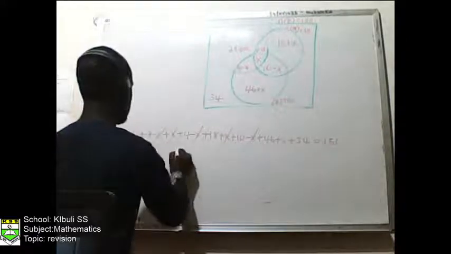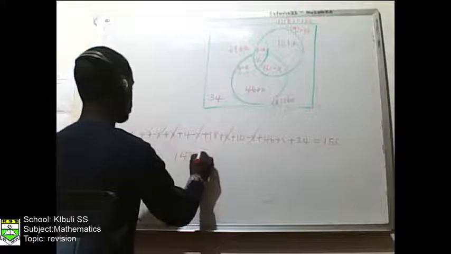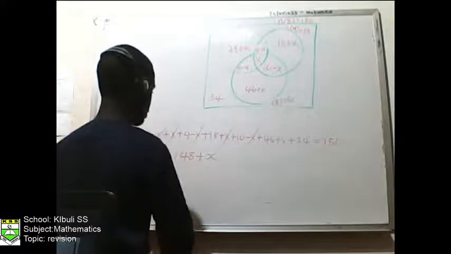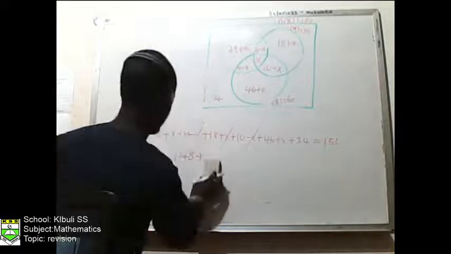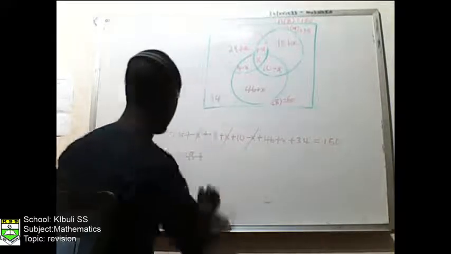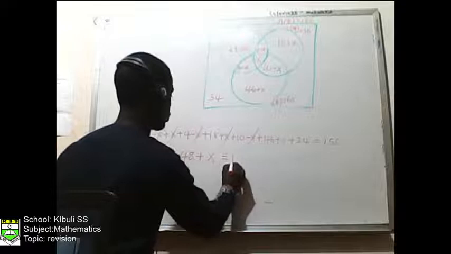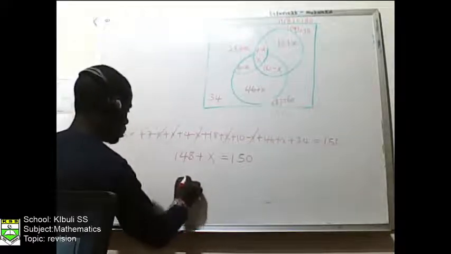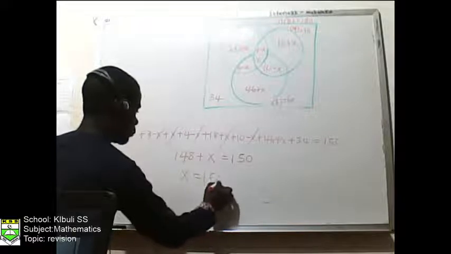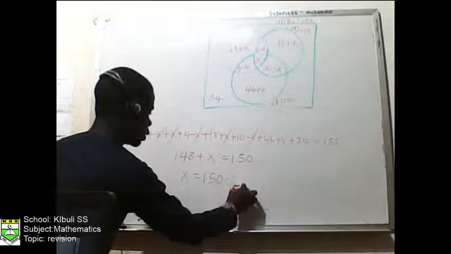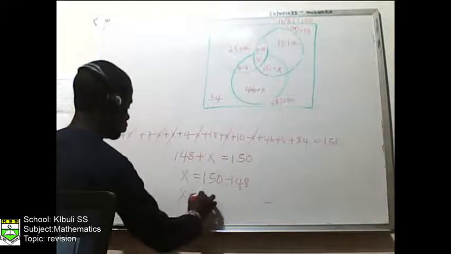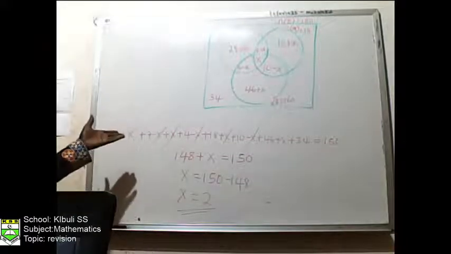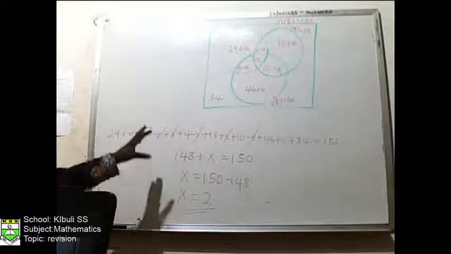So the answer is 148 plus x. Remember I have only one x, plus x is equal to 150. So I take this one to the other side. My x is going to be 150 minus 148, which is 2. So after coming up with the value of x as 2, you all know that now x is 2.